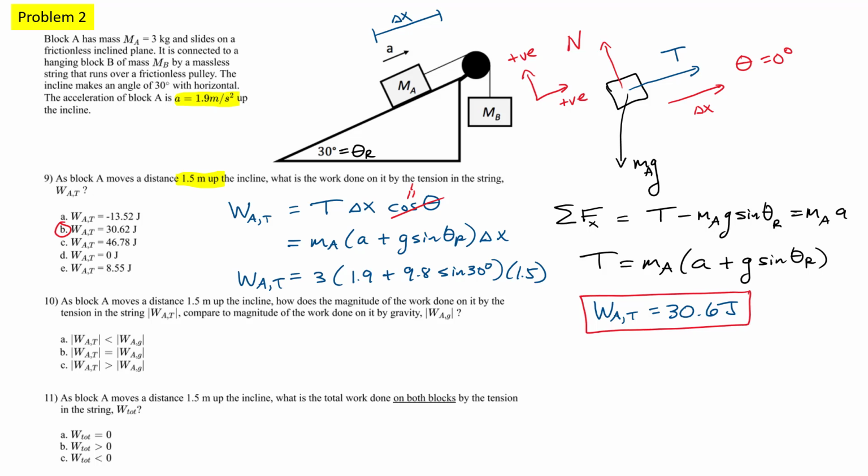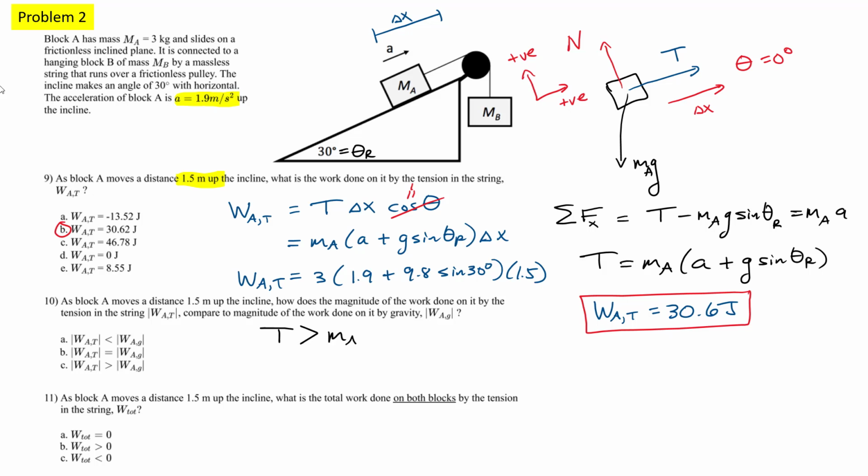All right, the next question says, as block A moves a distance 1.5 meters up the incline, how does the magnitude of the work done on it by the tension in the string compare with the magnitude of the work done by gravity? Okay, so what do we think about this one? Well, which one does the most amount of work? Okay, well, let's think about it. Are those forces the same? We know actually that the tension here is bigger than this component of the weight, right?